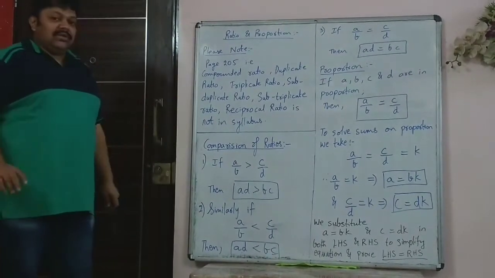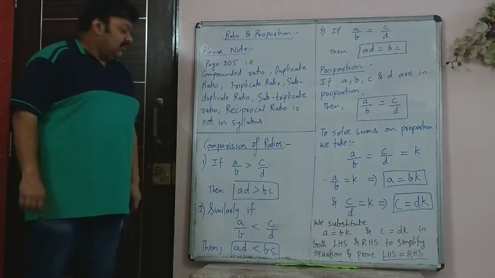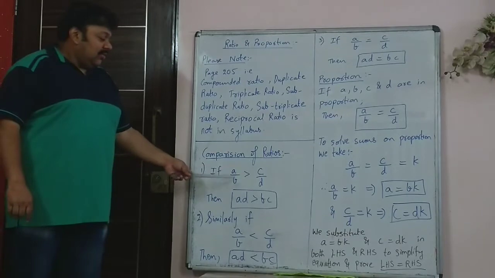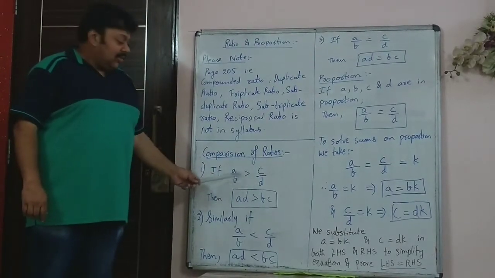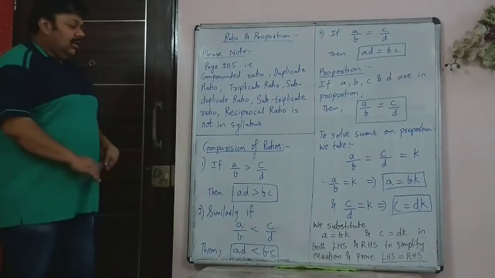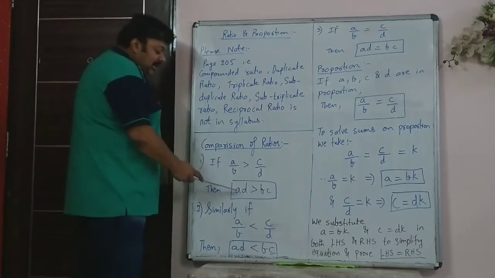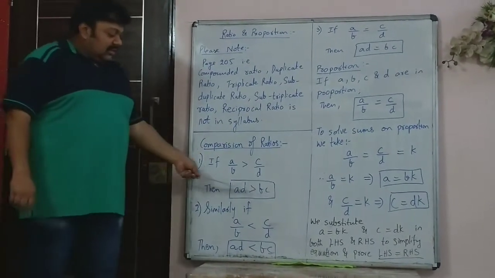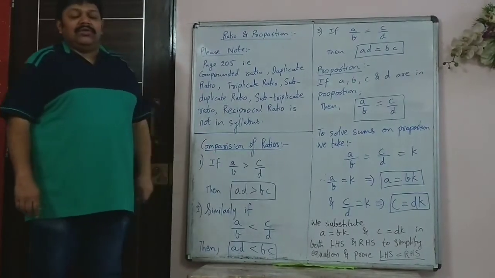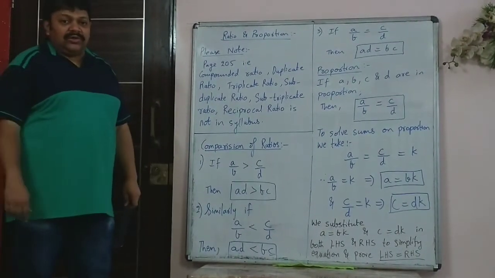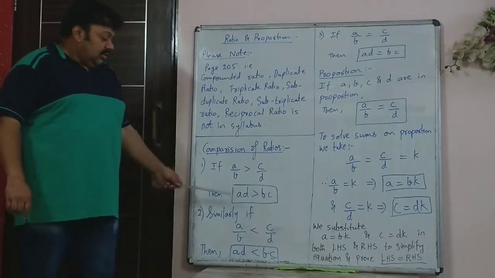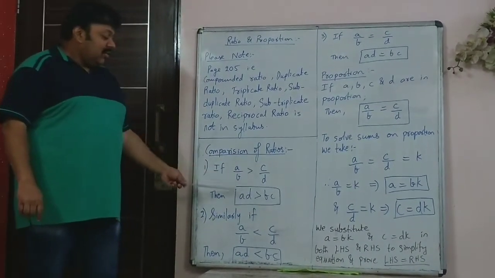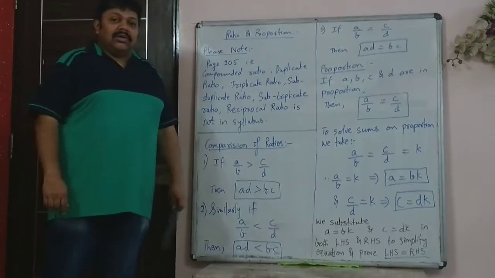So now we start with this topic, comparison of ratios. Now let's say you have been given A upon B greater than C upon D. When you cross multiply, AD will be greater than BC. So you can use this to find which is a bigger ratio. We will do the sums, so then you will come to know. If AD is greater than BC, that means A upon B is greater than C upon D.